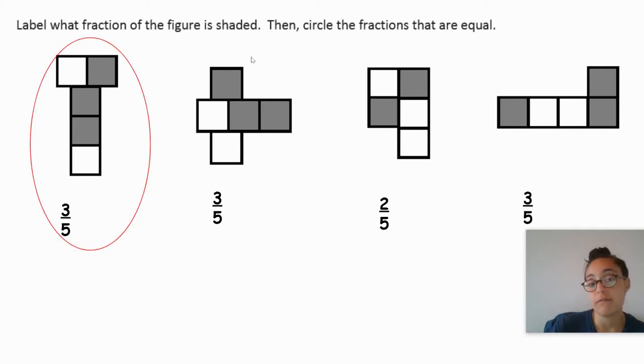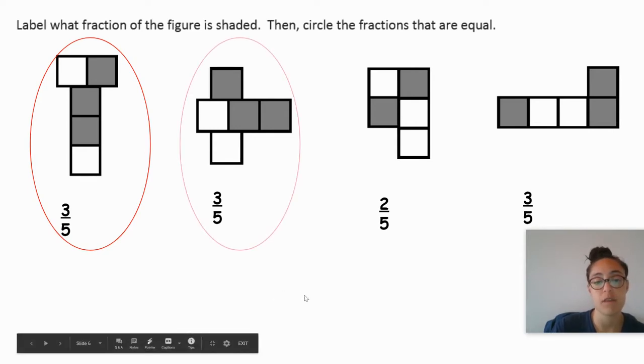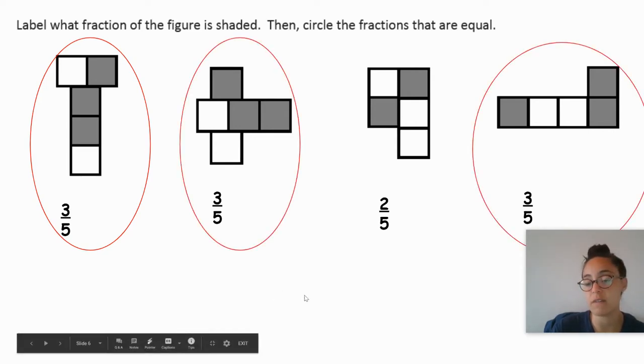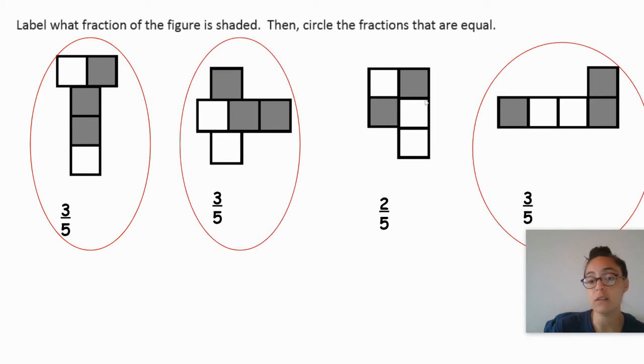Now, I have to circle the fractions that are equal. So 3/5 right here, 3/5 right there, and again, 3/5 right there, because we know that the blocks I'm measuring by are the same size, and they're all equal to 3/5.